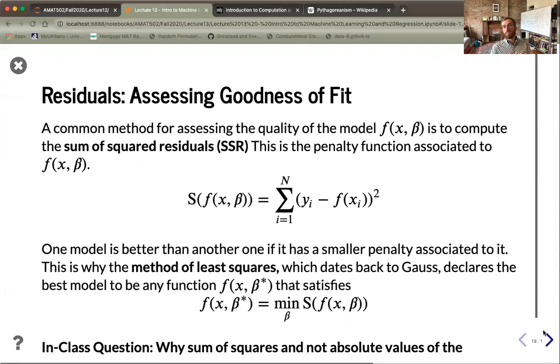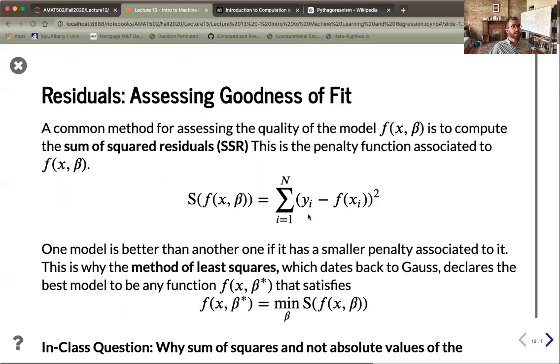So we now have a way of selecting our model, and then we might even be able to choose some initial guesses for what these unknown parameters would be based on data. But we want to be able to assess how good our predictions are so that we can then modify our choices of beta. This is done via what's called the sum of squared residuals. Residuals are just how far off you are.